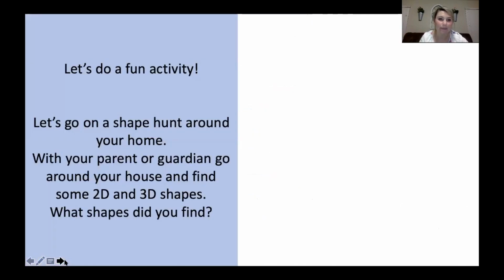Let's go on. Let's do a fun activity. So at your house, we're going to go on a shape hunt, okay? So you got to put on your explorer hat, and with your parent or guardian, go around your house. And I want you to get a piece of paper and a pencil, and you're going to find some 2D shapes at your house and some 3D shapes. And I want you to draw the shapes that you find.